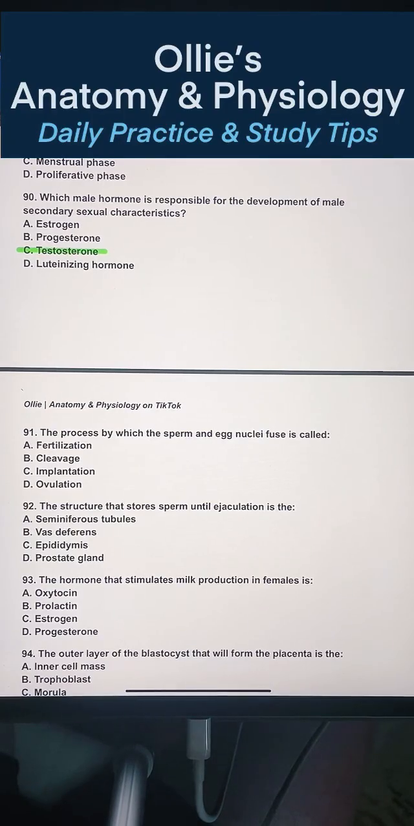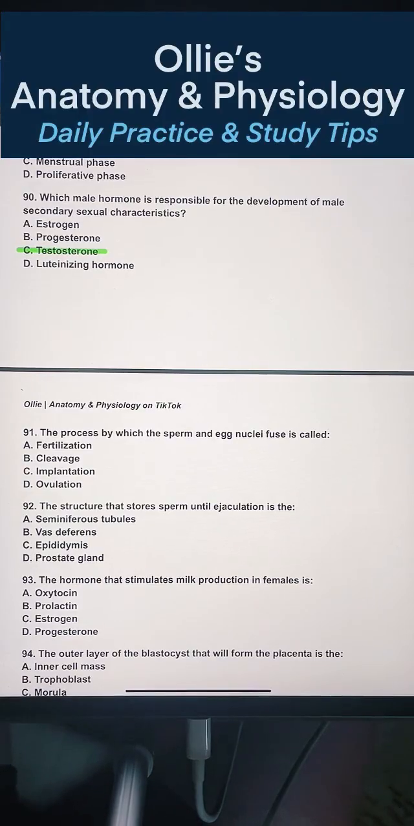The luteal phase is after ovulation. This is when the corpus luteum is going to produce more testosterone. I'm sorry, no, progesterone. Sorry, I was looking at the last question. Not testosterone. Luteal phase is after ovulation when the corpus luteum produces progesterone.